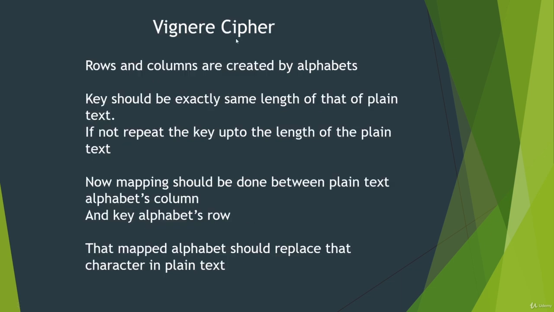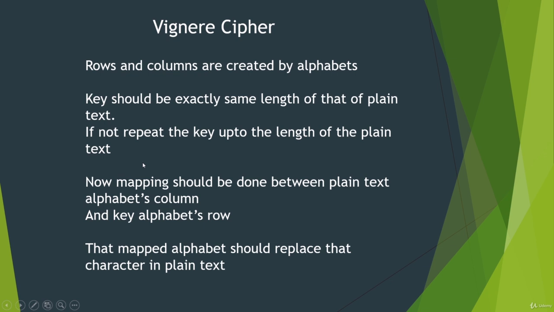The next example we are going to see is the Vigenere cipher. What we are going to do is create a table, and the rows and columns are created by alphabets. You need to create a table with A to Z, and the rows and columns should also be the same, and the key should be exactly the same length as the plain text. So if the plain text contains 10 characters, the key should also be 10 characters. If not, repeat the key up to the length of the plain text.